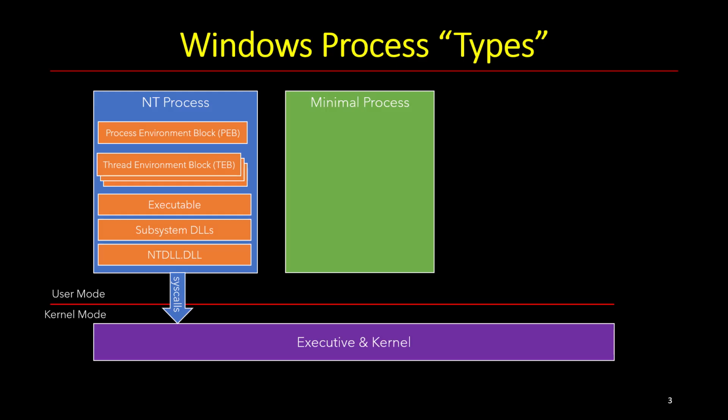A minimal process is just a process with an address space and nothing in it in terms of user mode code or DLLs. There's just nothing there. No NTDLL, no subsystem DLLs, no executables, no nothing. You might be wondering, what is the usage of such a process? It seems to be a very boring process. These processes are used by the kernel only. There are two such processes in current versions of Windows. We have the memory compression process and we have the registry process. These two processes are minimal processes.